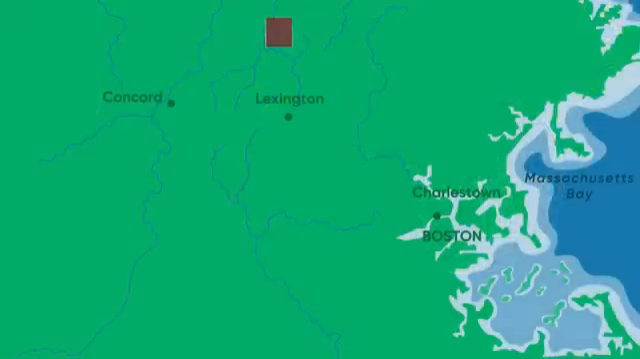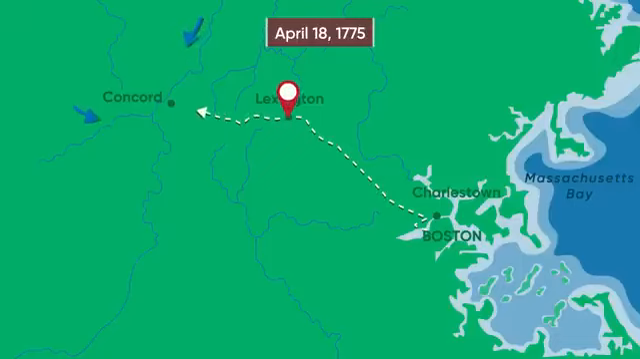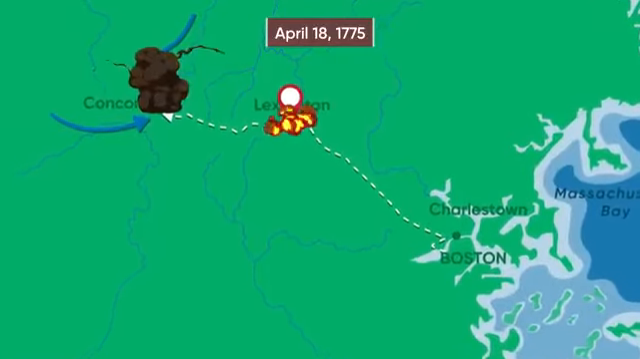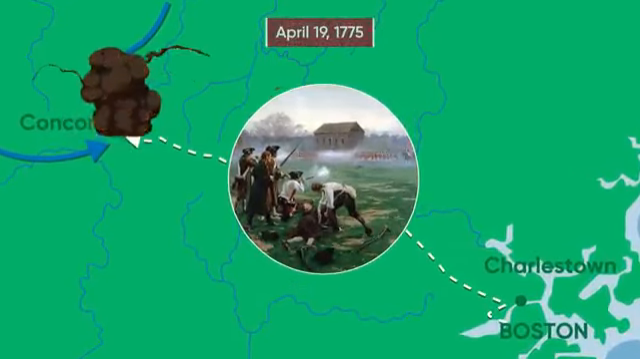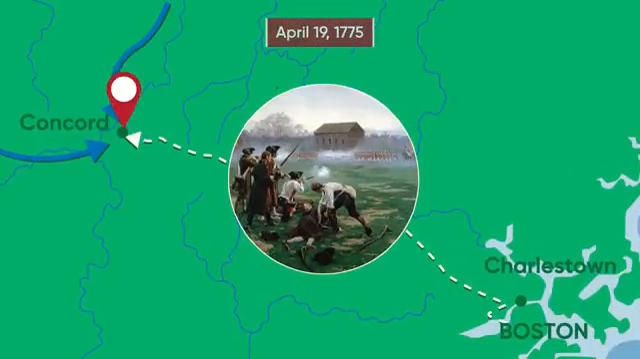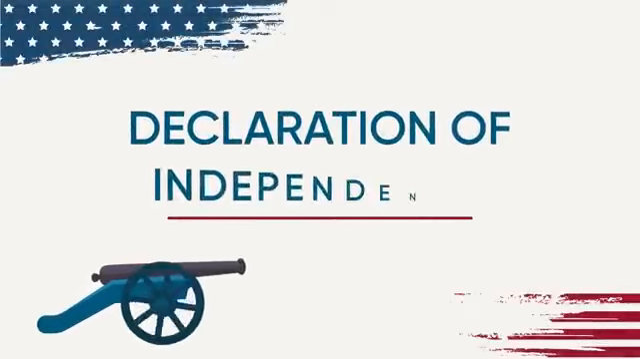Tensions flared up on the night of April 18, 1775, when British troops marched to Concord, Massachusetts to seize an arms cache. It was the shot heard round the world in the battles of Lexington and Concord on the next day that kicked off the American Revolutionary War. Declaration of Independence.